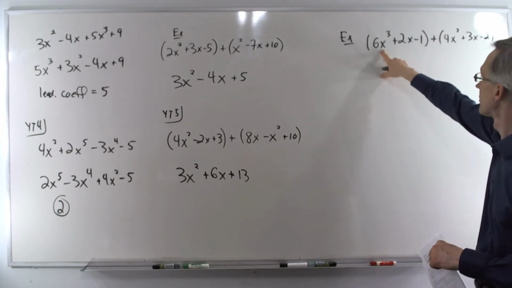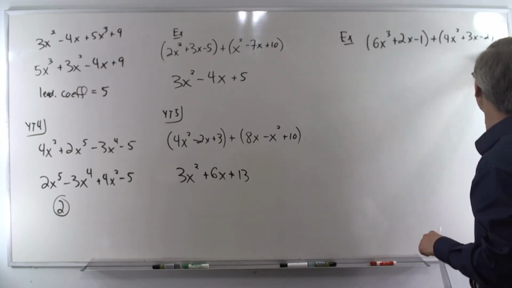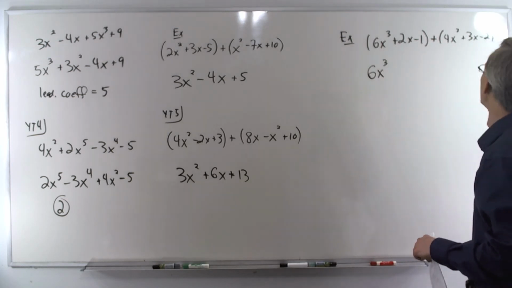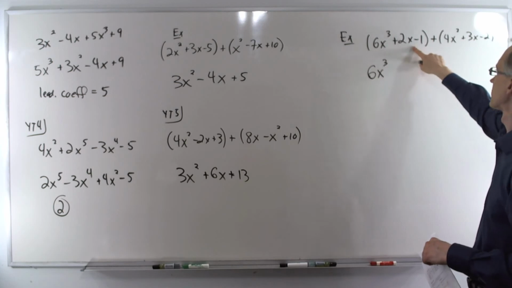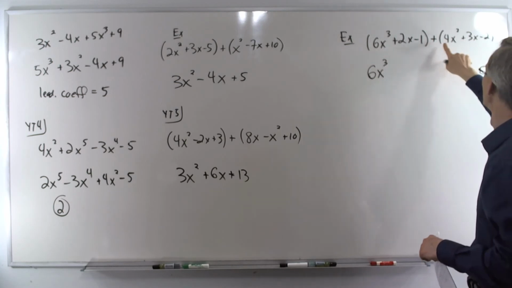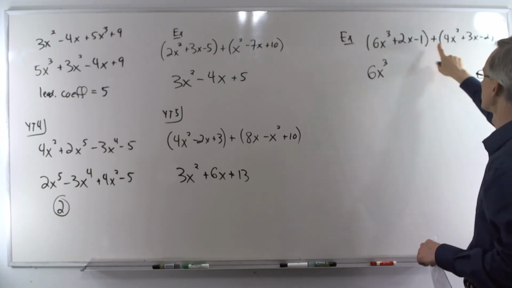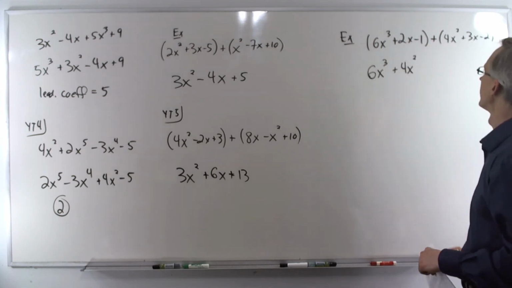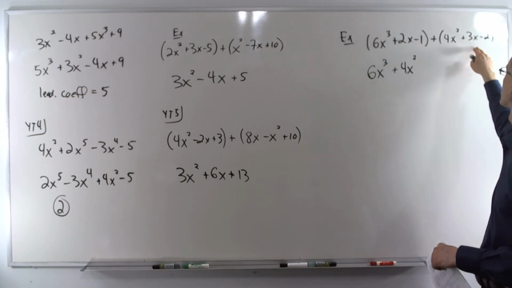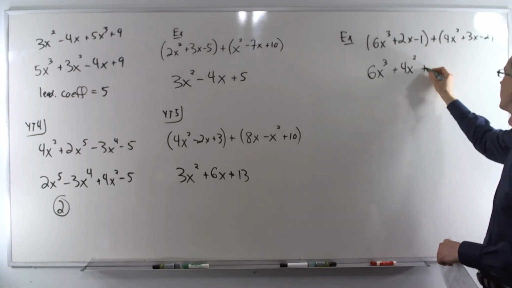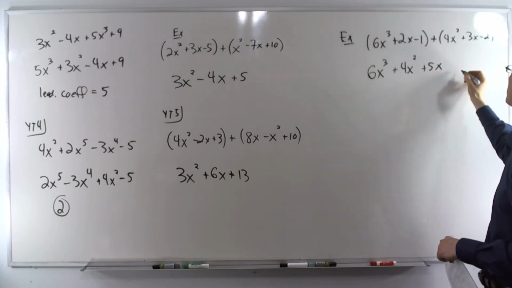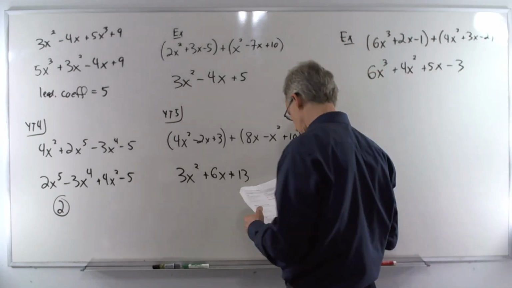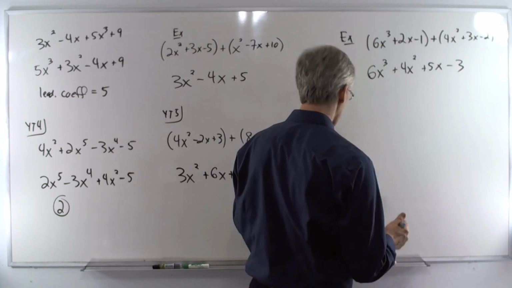All right, so we have an x to the third term here, but we don't have any of them over here, so that's just going to stay 6x to the third. Now we don't have any x squared terms over here, so we're adding 4x squared. That's basically 0 plus 4x squared. Simple. 4x squared there. And now we do have matching x terms, so 2x plus 3x, that's 5x. And then negative 1 minus 2 is negative 3. Your turn, number 6.